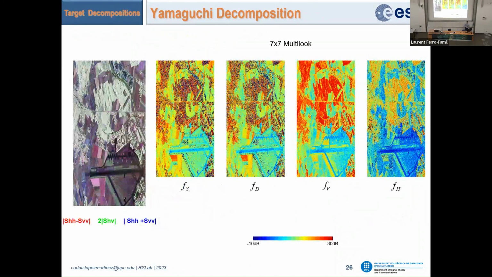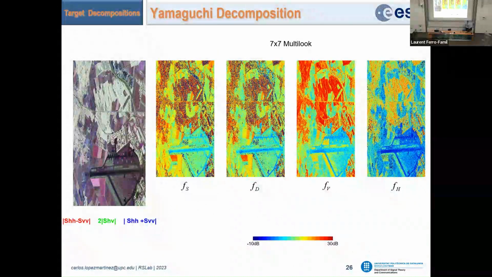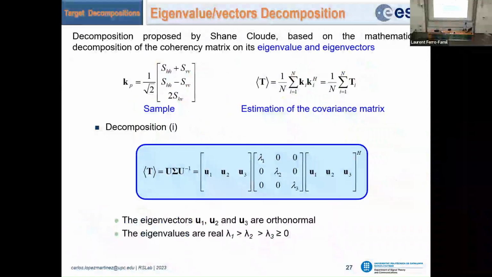Here you have the result of the Yamaguchi decomposition. And then we go to the second family of target decomposition theorems, which is eigenvalue, eigenvector decomposition, the Cloude decomposition. It has many names. But basically, the idea, the most stupid idea, is something super stupid.